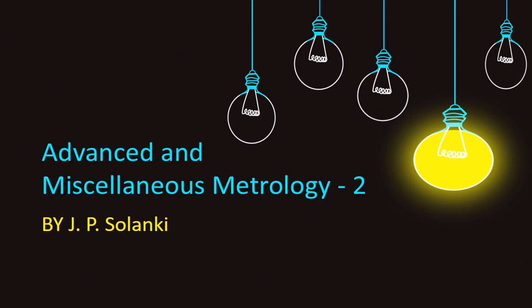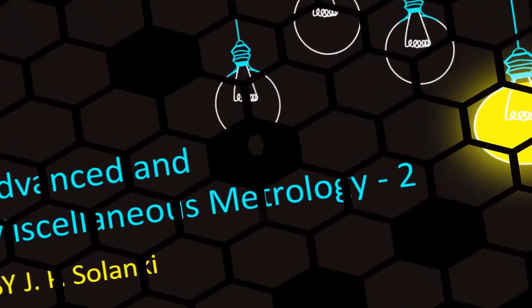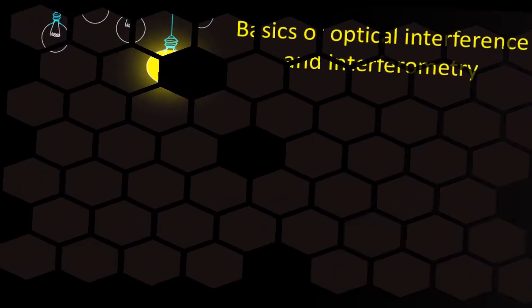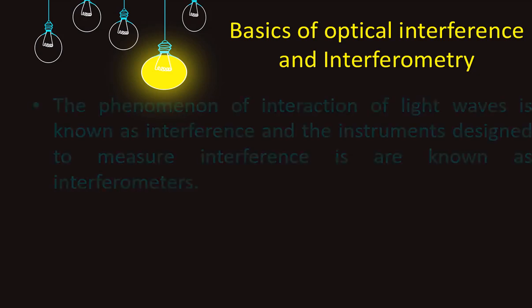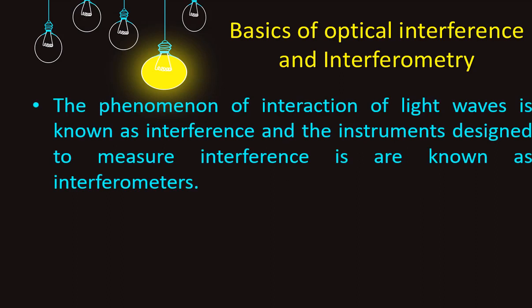Welcome to the second lecture of Advanced and Miscellaneous Metrology. In this lecture, first of all, we will see the basics of optical interference and interferometry. The phenomenon of interaction of light waves is known as interference, and the instruments designed to measure the interference are known as interferometers. We will study the various instruments that work on the concept of interference, that is, the mixing of light waves.